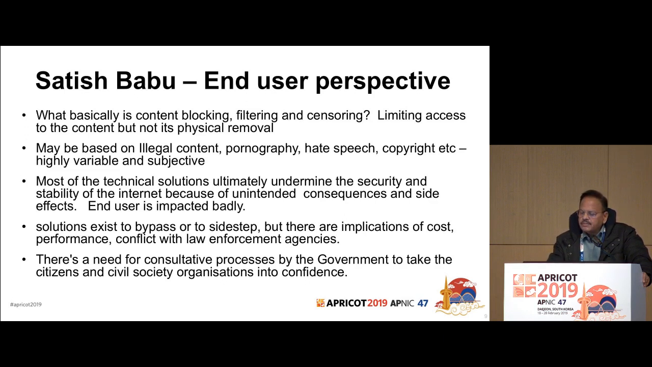Most technical solutions ultimately undermine the security and stability of the internet because of unintended consequences and side effects. The end user is badly impacted because he doesn't know what is happening, why he's not getting certain sites, or why he's not getting information in areas where he needs it. Solutions exist to bypass or sidestep blocking, but there are implications of cost, performance, and conflict with law enforcement agencies. Even if we block certain things, there are large consequences for the overall stability of the internet. So there is a need for a consultative process by the government to take citizens and civil society organizations into confidence.